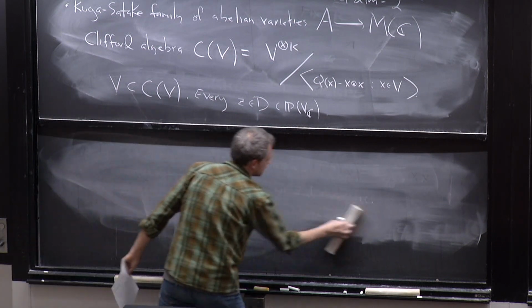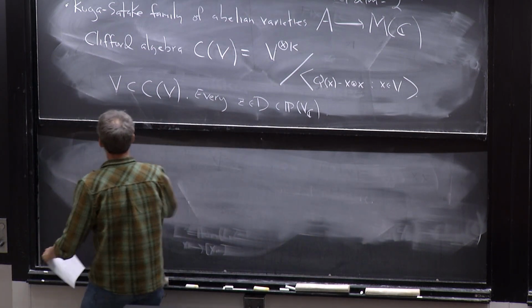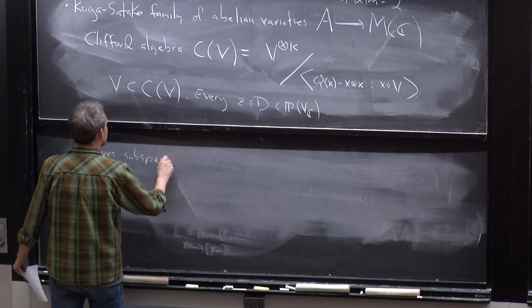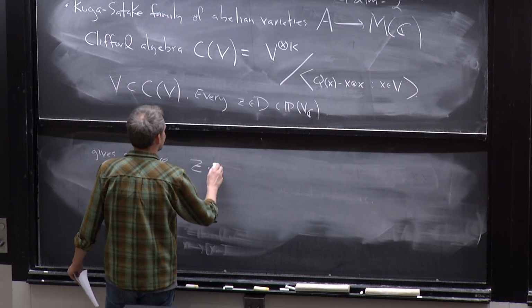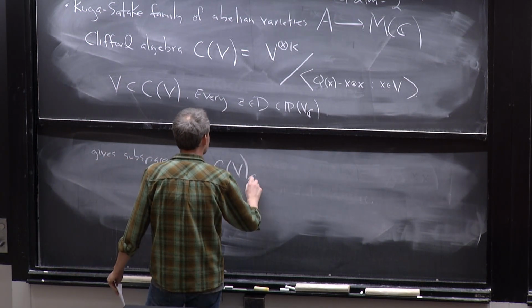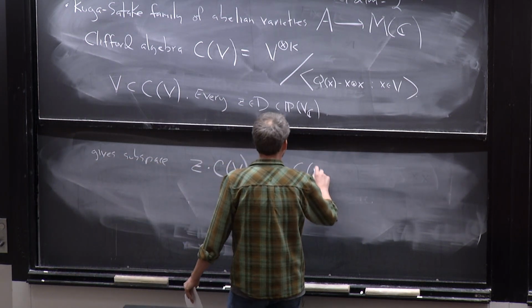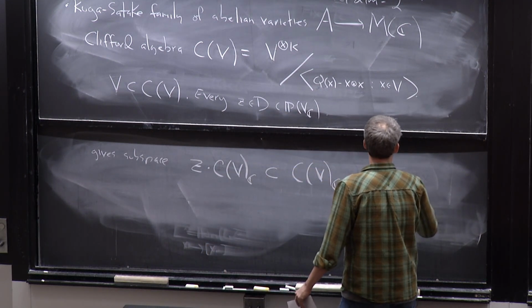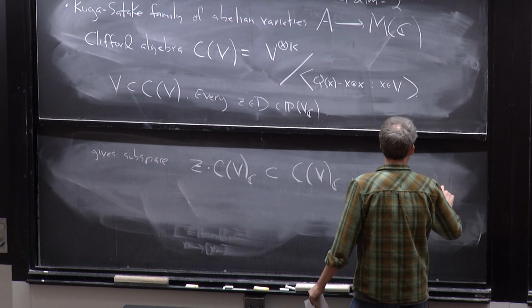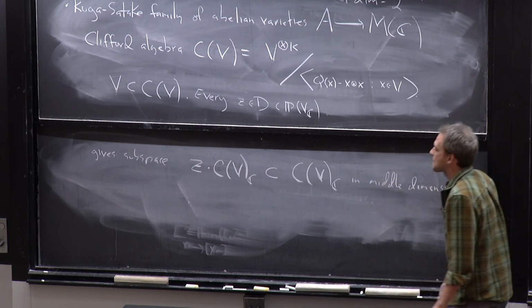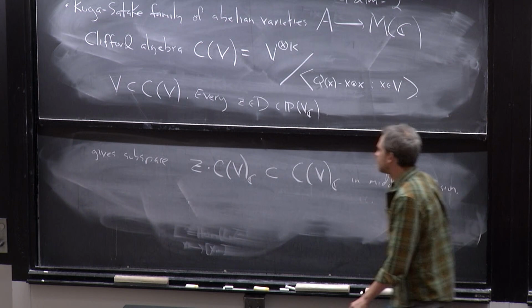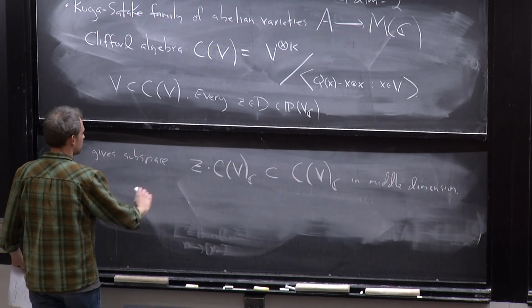is some subspace in middle dimension. So every z in D gives a subspace, z times the complexification of the Clifford algebra, inside the complexification of the Clifford algebra, in middle dimension. So really what I'm constructing is a variation of Hodge structure on D. This family of middle dimensional subspaces here.